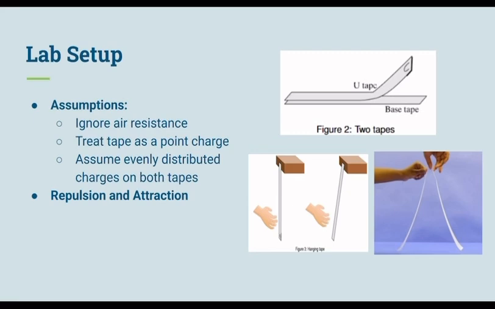Some assumptions made were ignoring air resistance, treating the tapes as point charges, and assuming that charges were identical and evenly distributed along both tapes.